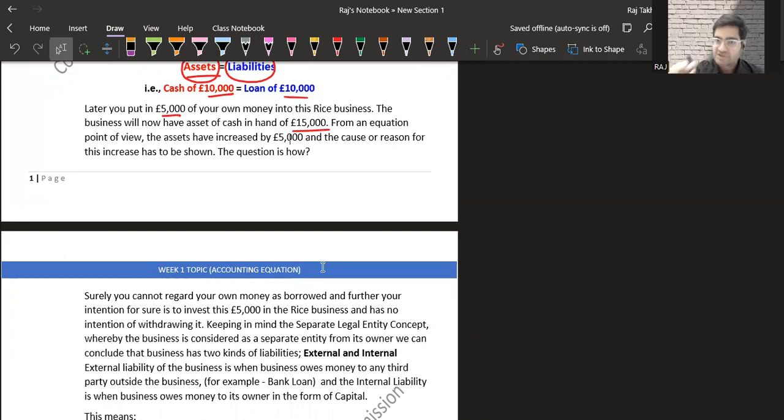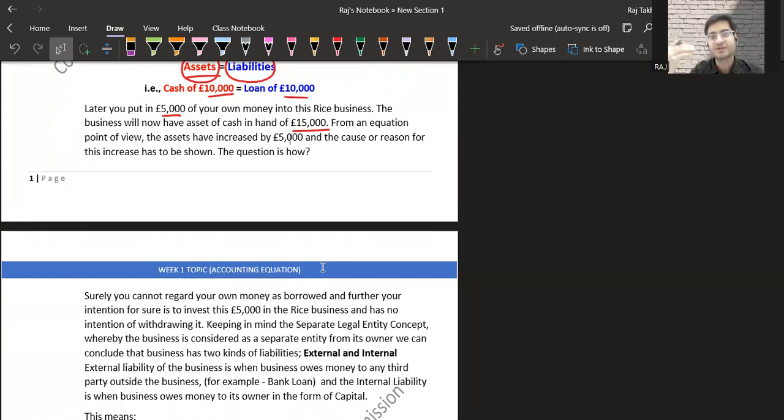Now, in general perception, we call capital the internal liability, and any other liability which is arising out of a third party is known as an external liability. So a business has two kinds of liabilities, one internal and another external. Internal is when the business is supposed to repay or give back some money, the business is owing some part of the finance, and that is to be repaid back to the owner. That is internal liability.